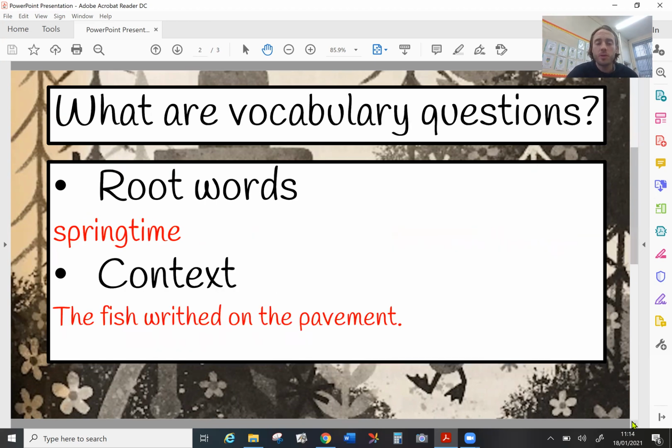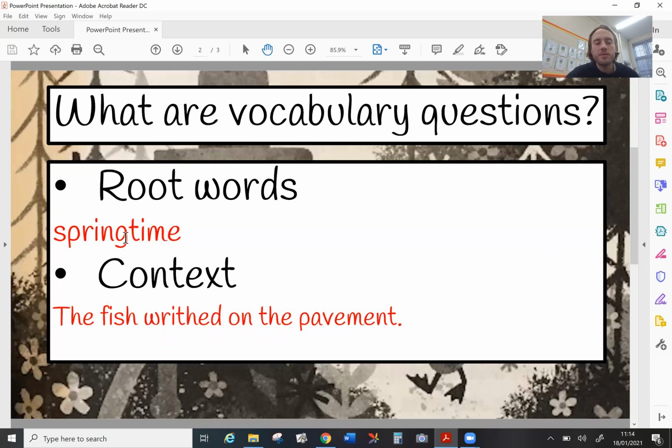You'll also have some vocabulary ones. So asking you what a word means, or find a word that means, or choose another meaning for a word. Now, the way to answer these questions, again, you've done it already, is to use root words. There's one option is a root word. So have a look at the word in red there, springtime. What does springtime mean? Well, just pause and see if you can answer it yourself.